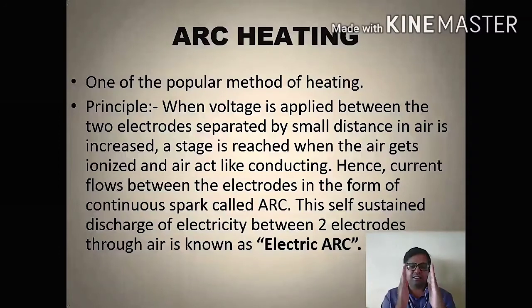So at a certain stage, what will happen? The air between these two electrodes will act like a conducting medium. Hence, a current flows from electrode 1 to electrode 2 in the form of a continuous spark, in the form of an arc. So that's why it is called arc heating. This self-sustained discharge of electricity between two electrodes through air is known as an electric arc. Hope the principle of electric arc heating is clear.